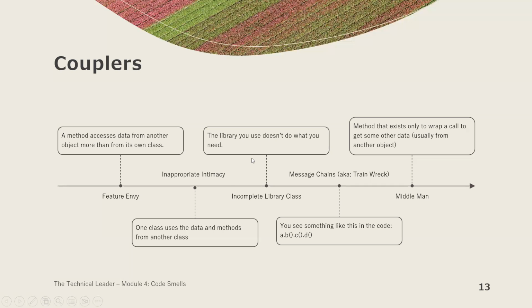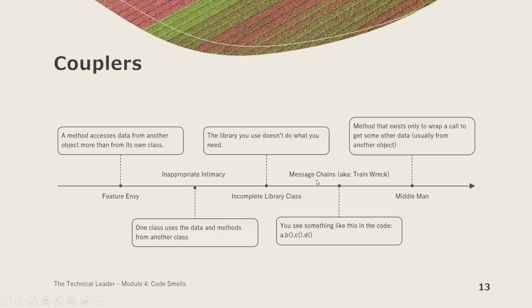An incomplete library class, well, you've got a library, it could be third party or an internal library, and it just doesn't do what you need it to do. So you've got to modify it. A lot of times, especially if it's a third party, you can't go in and modify it unless it's an open source project and you're a contributor to it. You're stuck without it. You're going to have to find some way to override it and add your functionality to it.